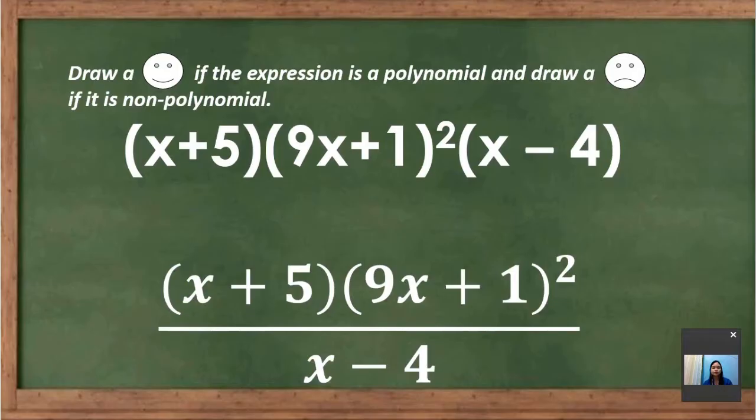You're right. The position of the expression x minus 4. In the first expression, the position is in the numerator, while in the second expression, the position of x minus 4 is in the denominator. So which one is a polynomial and which one is a non-polynomial? You're correct. The first expression is a polynomial, while the second expression is a non-polynomial. This is a non-polynomial expression because of the variable in the denominator.